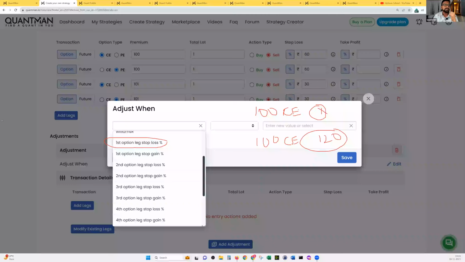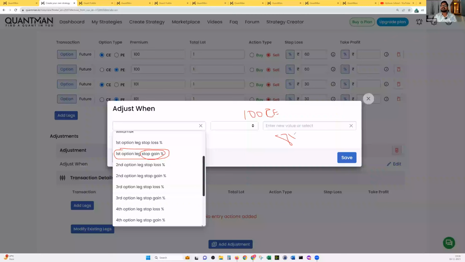Similarly, I just sold a 100 rupees call option. And I say the first leg stop gain, just mark the word stop gain, is 20%. Then at what point will the adjustment happen? Adjustment will happen at 80. Exactly. Okay, so these are the two things we have used.